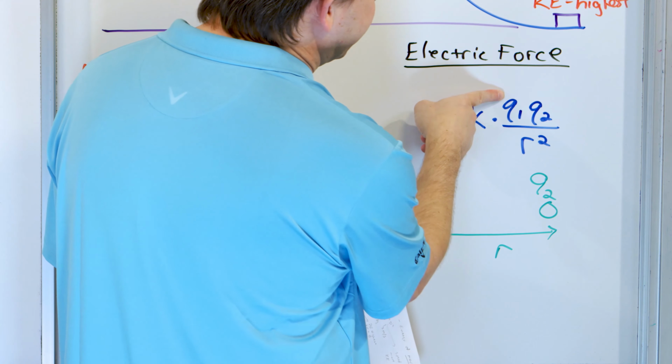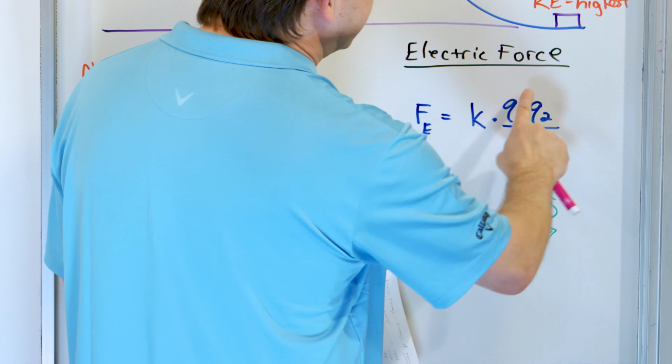If you put one charge as positive and one charge as negative, you're going to get a negative answer, and that means it's attractive. So opposites attract and like charges repel. You just dump the charges in there with their signs, and then the sign of the answer in newtons tells you if it's attractive or repulsive.